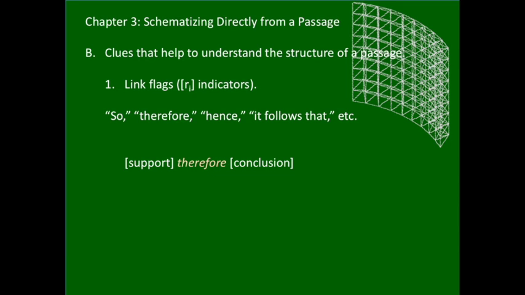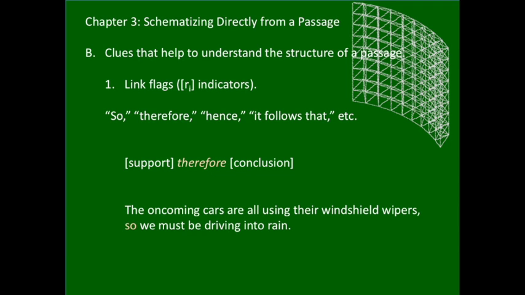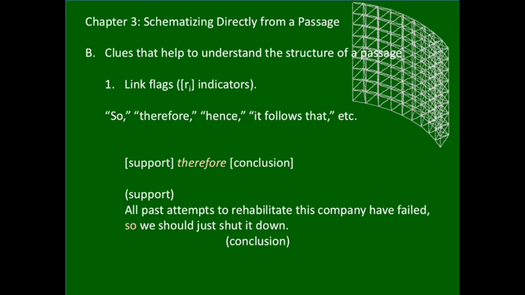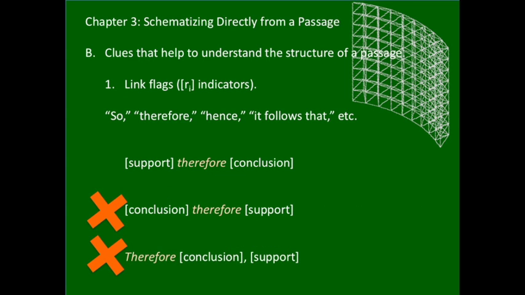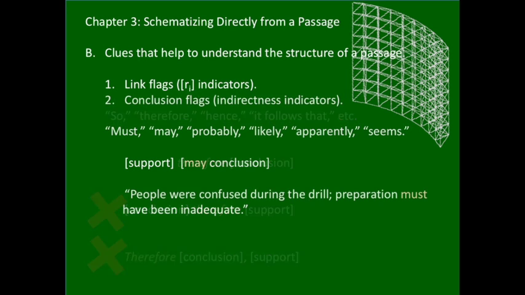For instance, the oncoming cars are all using their windshield wipers, therefore we must be driving into the rain. The first part of that sentence is support, the second part is conclusion. Here's another example. All past attempts to rehabilitate this company have failed, so we should just shut it down. Again, the first part is support, the second part is conclusion. It's just the case that you won't find the conclusion and support arranged differently when these link flags are present. So these are most helpful for identifying the support and conclusion within a passage. The second type of clue word or flags are conclusion flags.